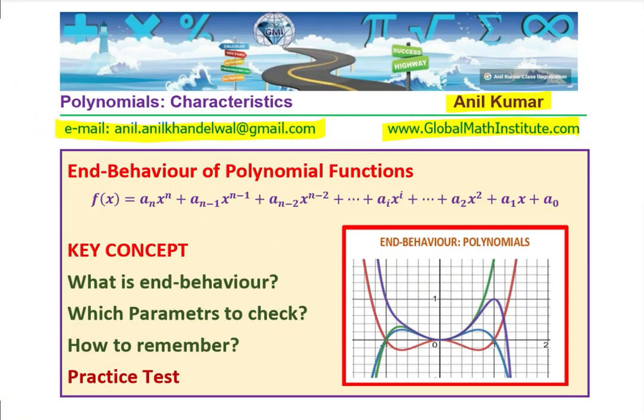Now let's get the basic concepts of end behavior of a polynomial function. As you know, a polynomial can be written as sum of the terms shown here, an x to the power of n plus an minus 1 x to the power of n minus 1, and so on, including a constant. The end behavior really depends on the leading term, an x to the power of n. How does it depend on this term? Let's look into this.